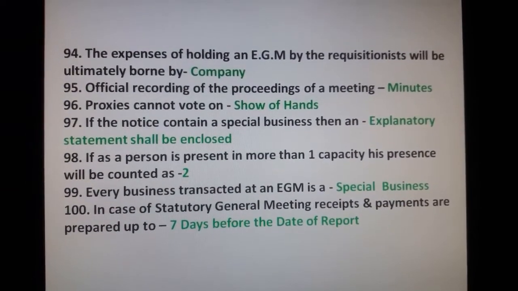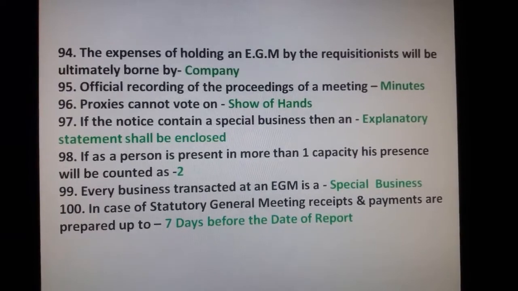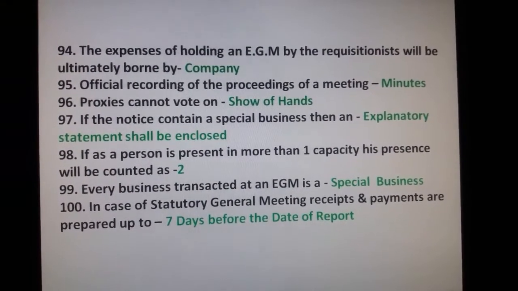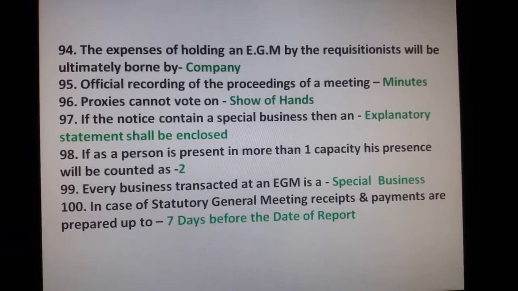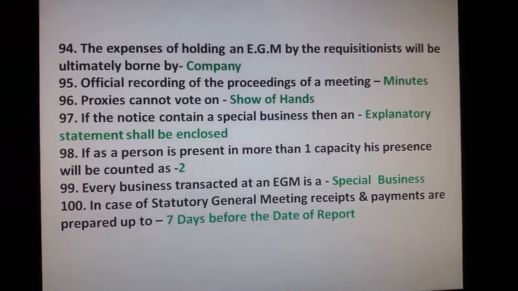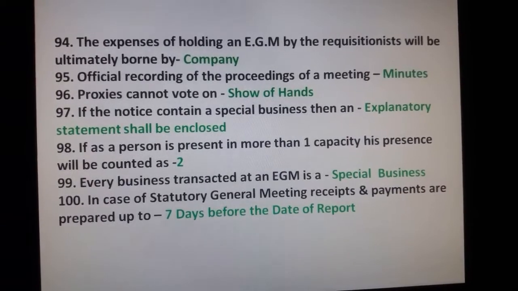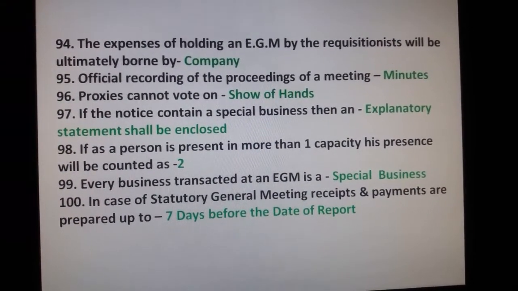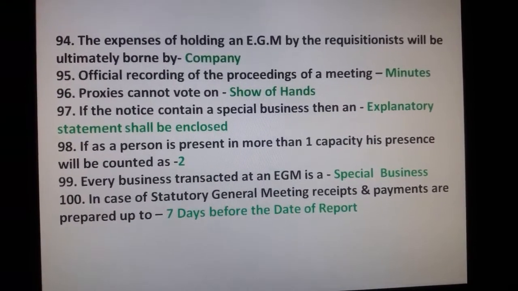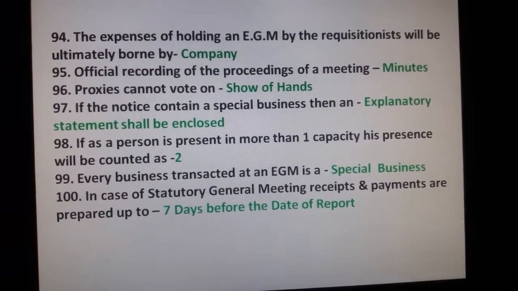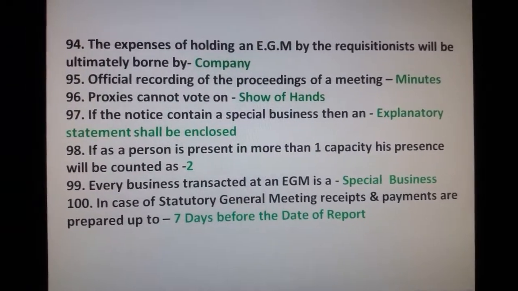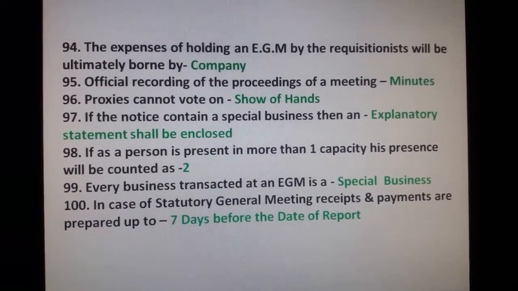Question number 94. The expenses of holding an EGM, extraordinary general meeting, by the requisitionist will be ultimately borne by company. Official recording of the proceedings of a meeting is minutes. Proxy cannot vote on show of hands. If the notice contains special business, then an explanatory statement shall be enclosed.